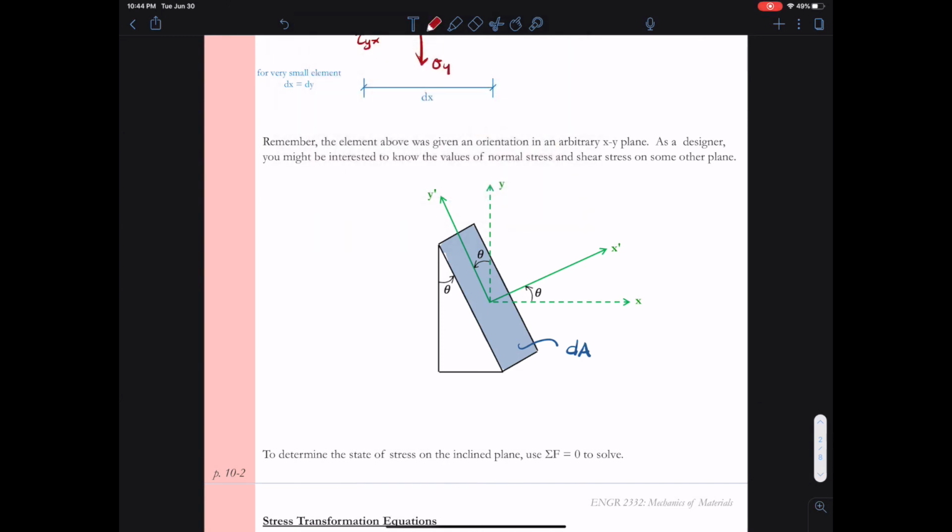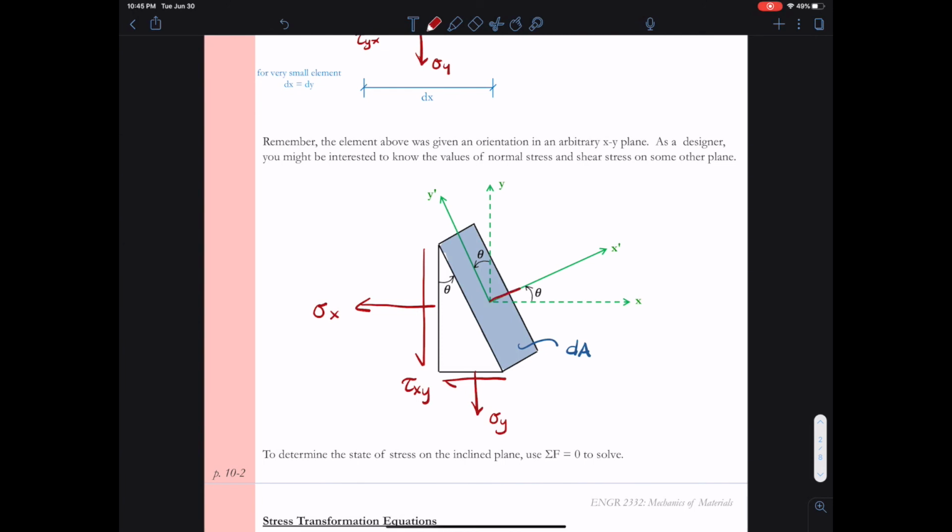Also on my free body diagram, I need to have my other forces, or in this case, I have stresses acting. So I have a stress in the x direction that's acting towards the left. I have a shear stress, tau xy, acting down and across, or to the left. And I also have sigma y acting down.